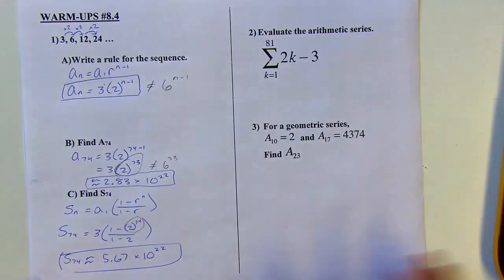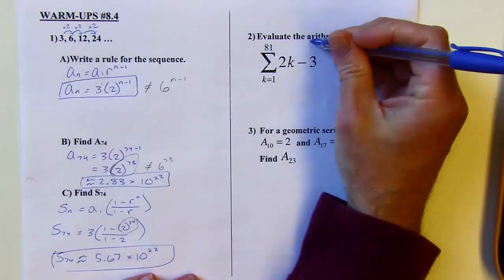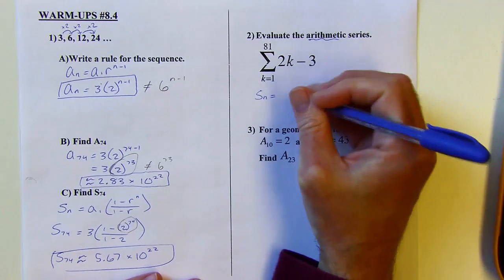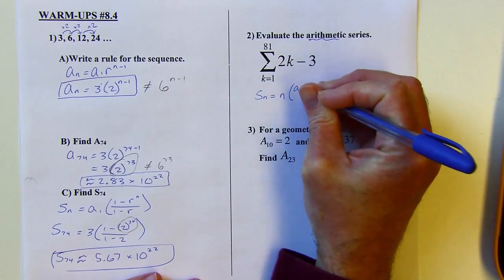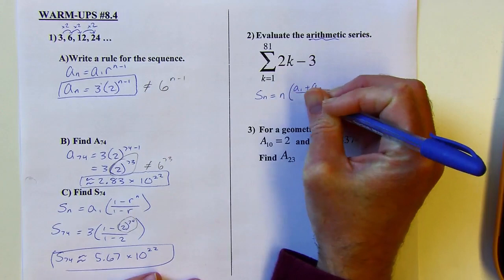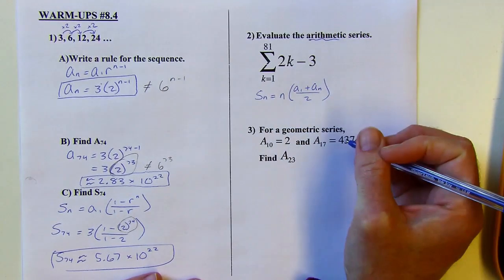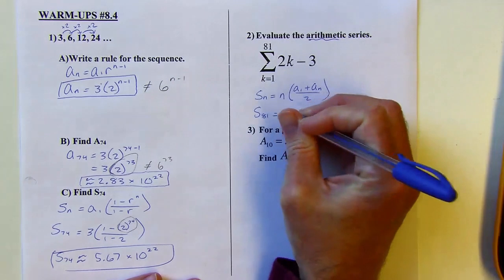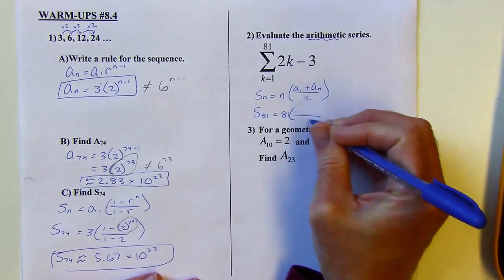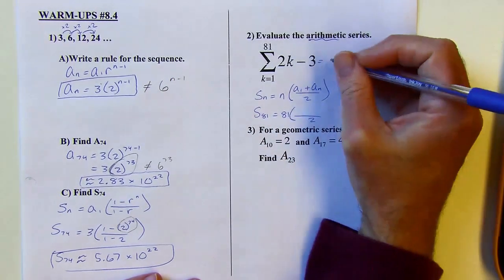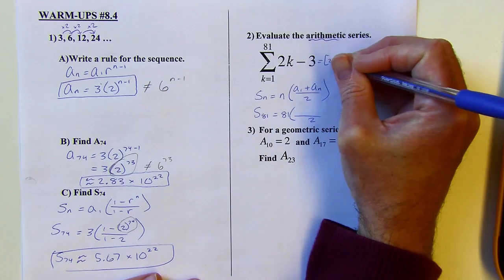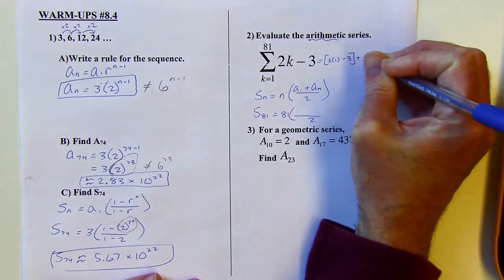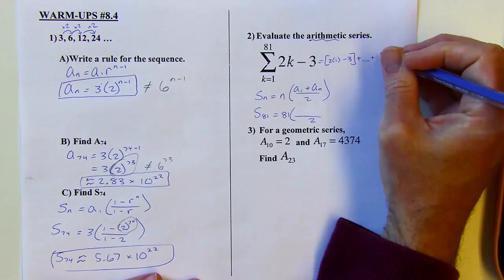Okay. All right, this tells us, hey, this is an arithmetic series, so the arithmetic sum formula, you take the number of terms times the average of the first and the last terms. Okay, so it's going to be 81 total terms here. And I'm going to need to build my first and last terms, so let's go ahead and do that. First term, I plug in a 1 into 2k minus 3. The last term is going to be when I plug in 81 into 2k minus 3.